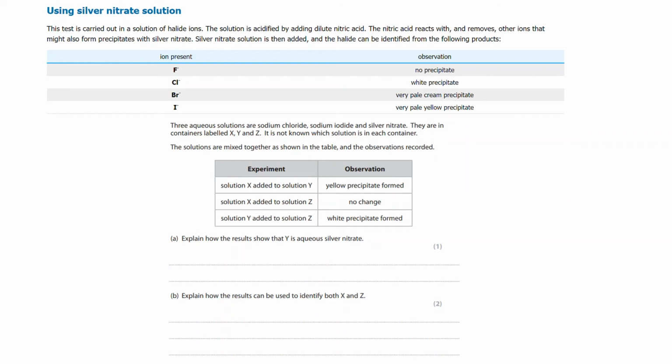Now, the word precipitate just means that when you have a chemical reaction, a solid is produced. That solid is usually a salt, and that is called a precipitate. So if it's a pale cream precipitate, that will be bromide. If it's a pale yellow precipitate, that will be iodide.